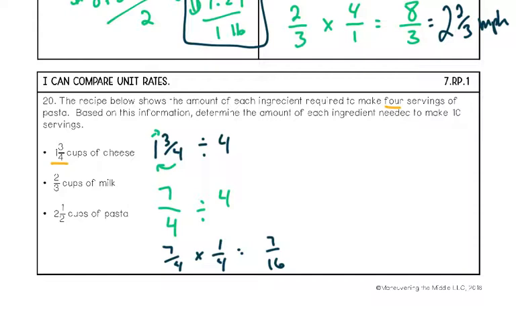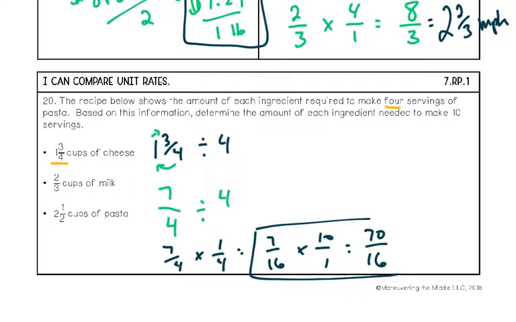Now don't forget, the question's asking how much we need of each ingredient to make 10 servings. So I take what I have here, my unit rate, times 10, because that's how many servings I need. So 10 times 7 is 70 over 16 times 1, which is 16. 70 divided by 16 is 4 wholes and then 3/8 because we had 6 out of 16 left over, which simplifies to 3/8. This will be your final answer for number 1.